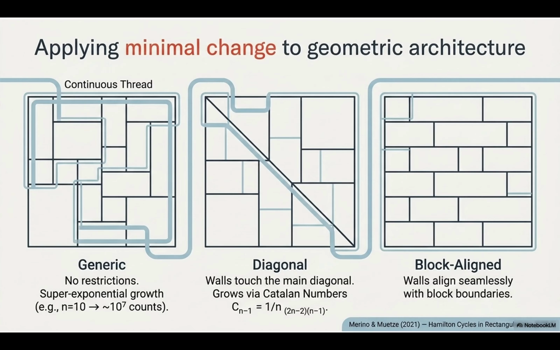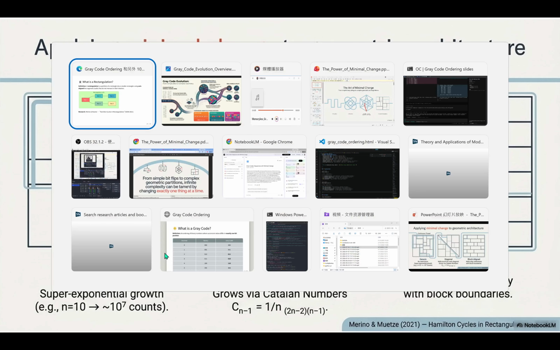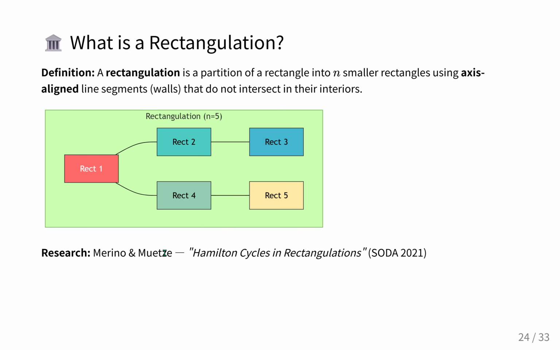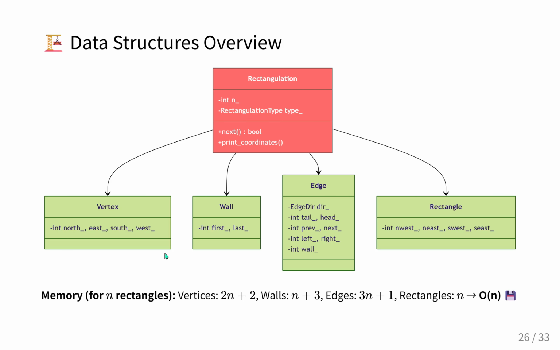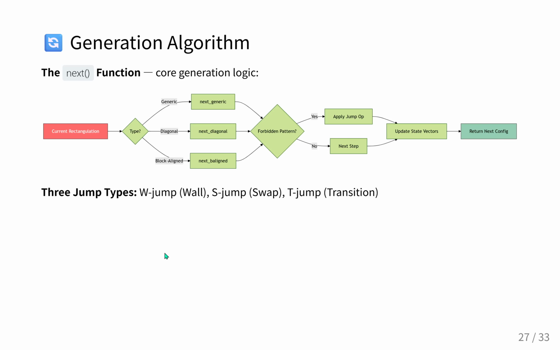Exactly. In 2021, researchers Merino and Mütze took this concept and asked, can we cycle through every possible geometric floor plan using the exact same minimal change Gray code logic we used for binary strings? And they proved it was possible by developing specific physical shift operations, which they called jumps, to morph one geometric layout into the next unique layout without starting from scratch. The algorithm relies on three distinct mechanical changes. Okay, what are the three changes?